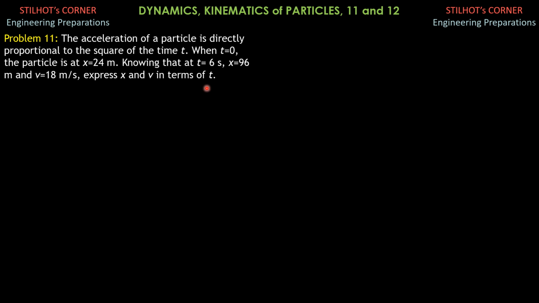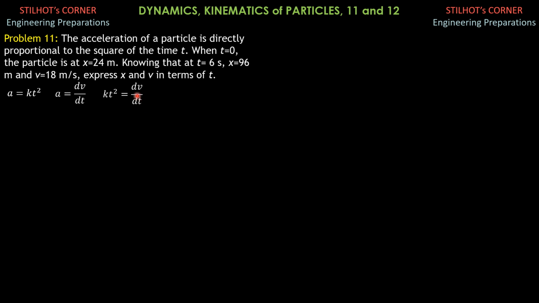So we first set up the equation for acceleration, then after that we derive expressions for velocity and position, and we evaluate constants from the boundary conditions given. So we begin with the definition of acceleration here, which is directly proportional to the square of time. So acceleration is a constant k times the square of time, t squared. Then since acceleration is the derivative of velocity with respect to time, we substitute acceleration, which is kt squared, equals the derivative of velocity with respect to time.